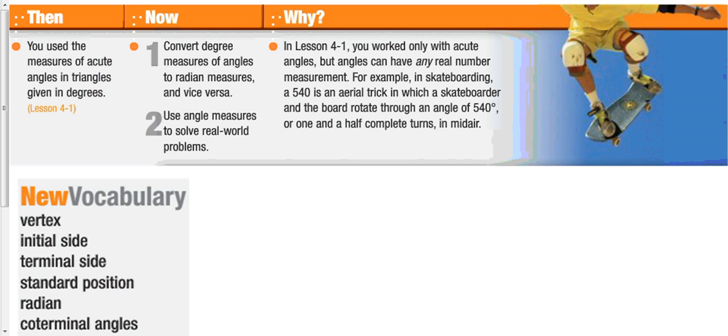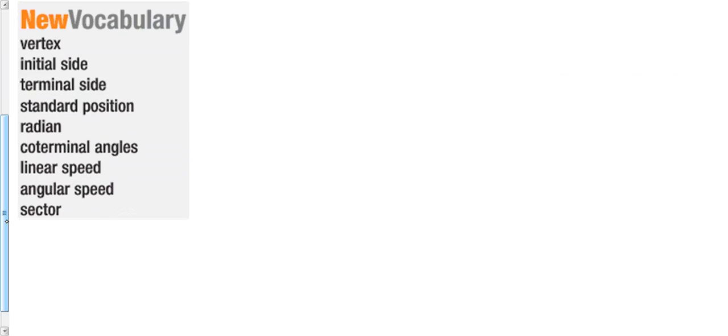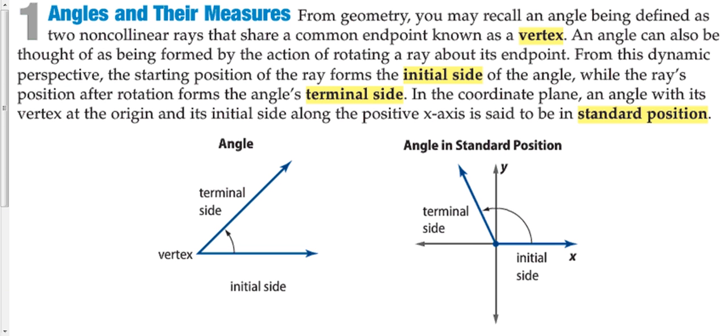So we're going to work with degree measures in this section that, if you think about it, end in the same place but have different degree measures. Okay? My vocabulary: vertex, initial side, terminal side, standard position, radian, coterminal angle, linear speed, angular speed, and sector. Okay, so let's get started.